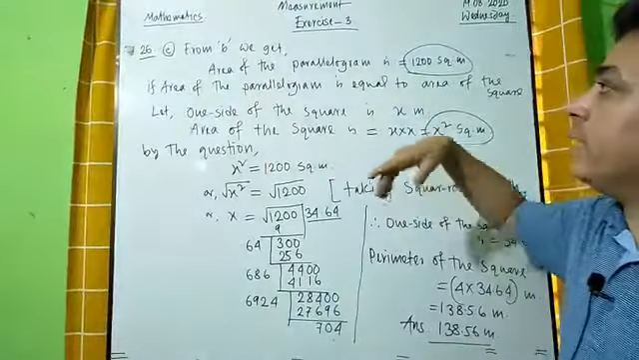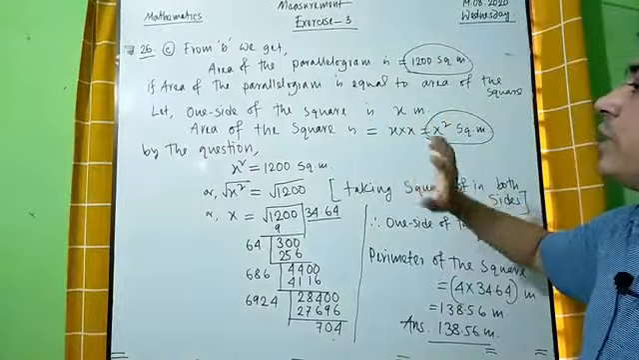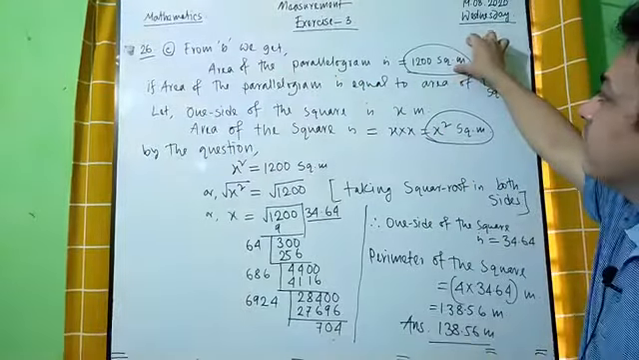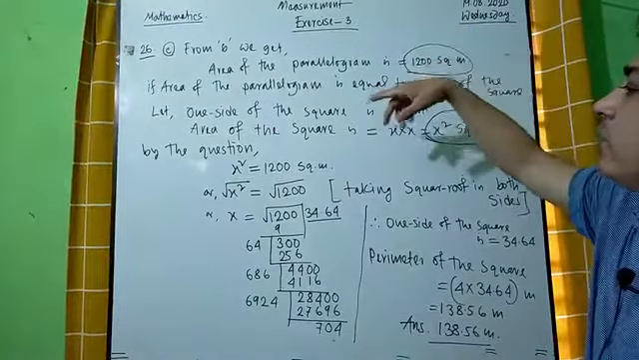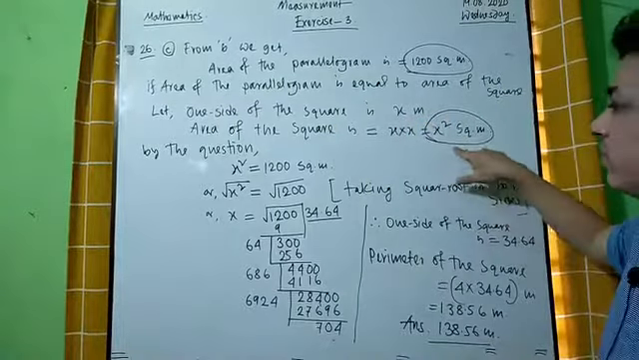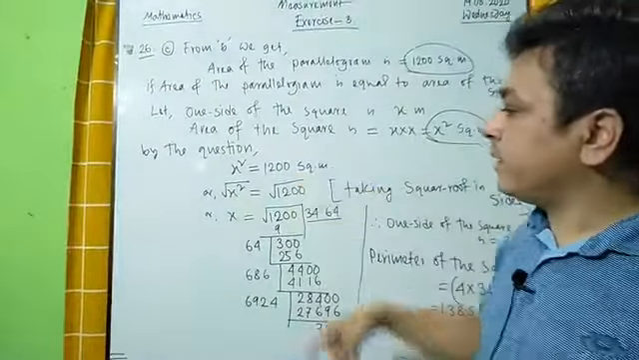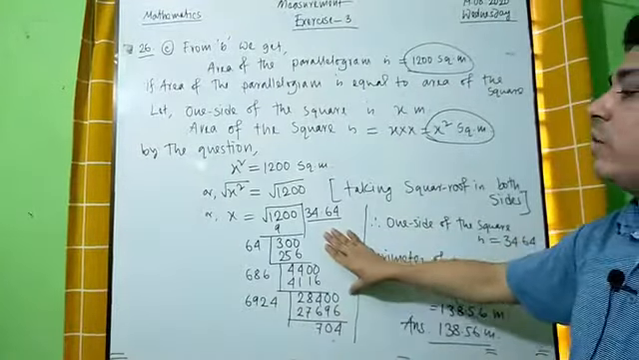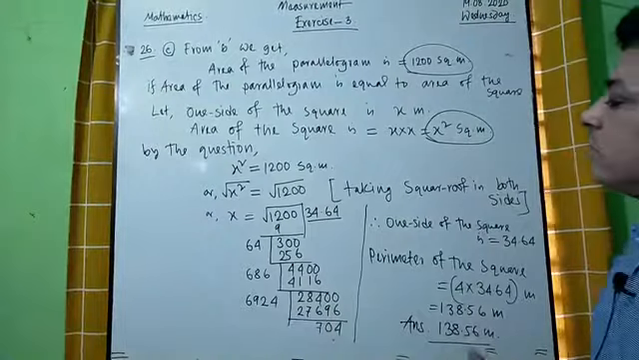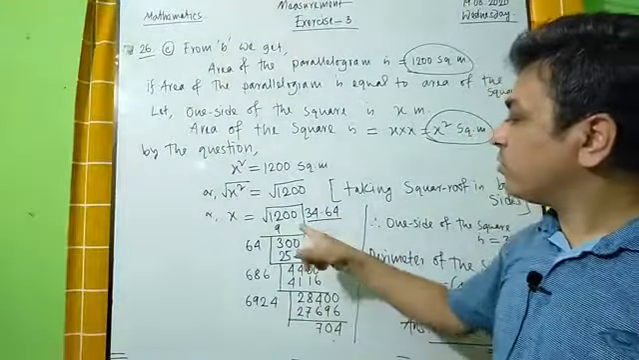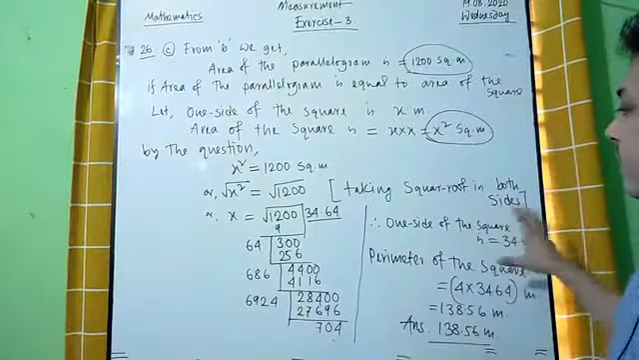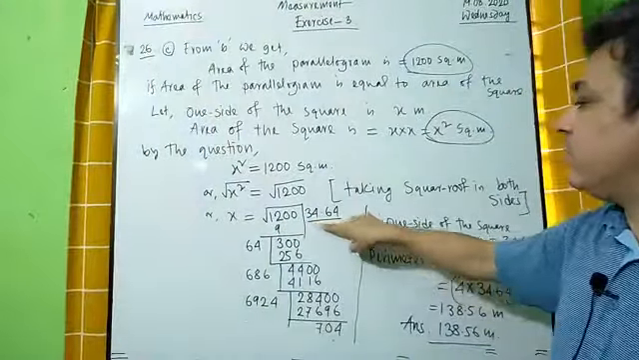It is given here that the area of the parallelogram is equal to the area of the square. So from B we get the area of the parallelogram equals 1200 square meter. And look at that, one side of the square is x, so the area of the square is x square, so x square equals 1200. We are just doing simply square root. You have done lots of square root, different kinds of square root in chapter 1. So we did just simply square root here. And what result we get here?